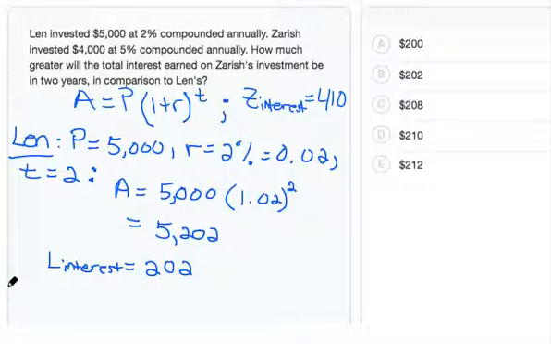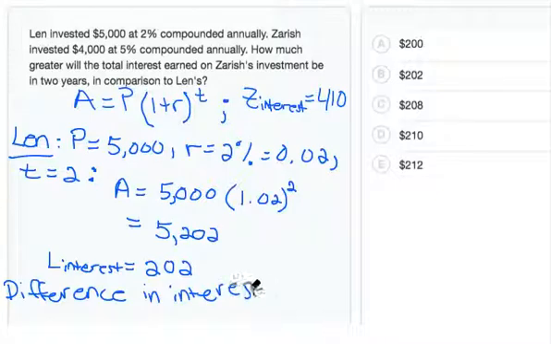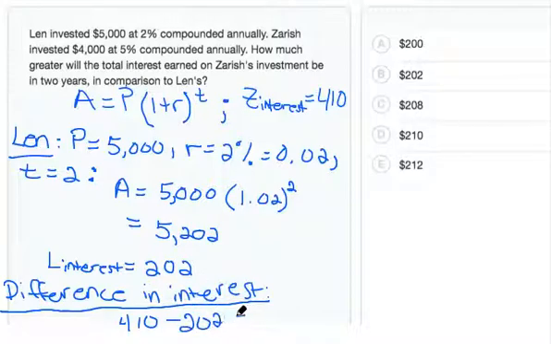So the difference in interest we're going to get by subtracting. To find how much greater the interest is that Zaresh earned, we'll take 410 and subtract the interest earned on Len's account, so 202. Subtracting these, we're left with 208. And those would be dollars, so if we look at the answer choices, 208 is choice C, so that would be our correct answer choice, choice C, $208.